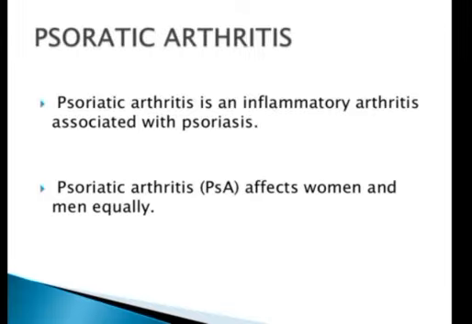Next is psoriatic arthritis. Psoriatic arthritis is an inflammatory arthritis associated with psoriasis. Psoriatic arthritis affects men and women equally.